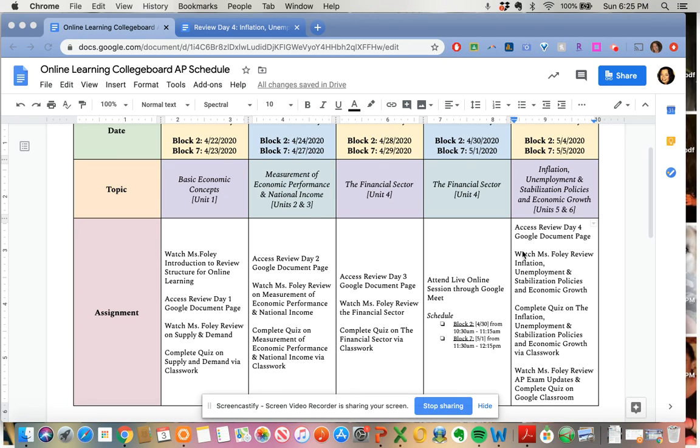You're going to be taking a look at the Review Day 4 Google document page. I'm going to go over that with you in a few moments. From that page, you are going to access my lesson on Unit 5 and Unit 6. I go over the review slides for that lesson. I also go over a free response problem for that lesson. And just like in days 1, 2, and 3, there is a quiz on material from Unit 5 and Unit 6, and it can be found in classwork on Google Classroom.